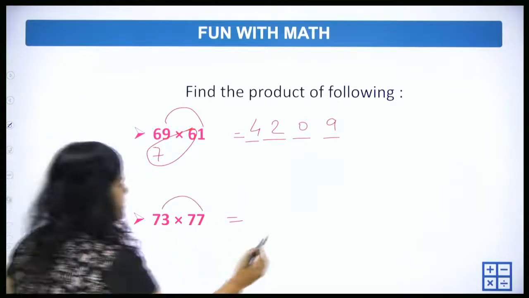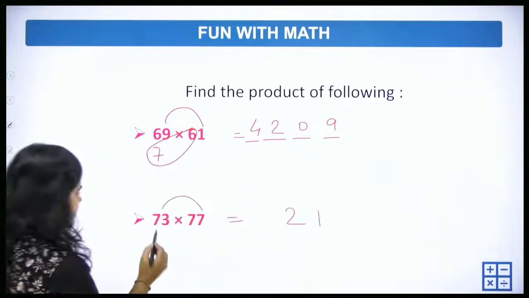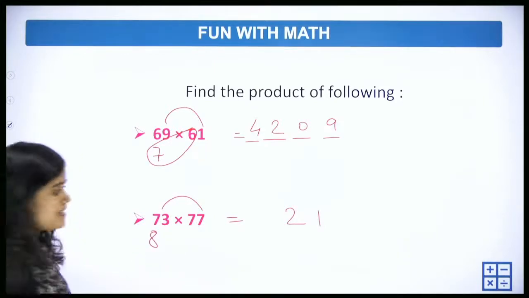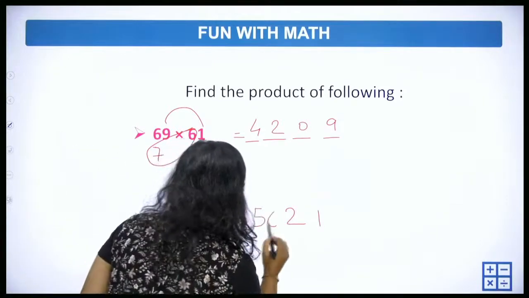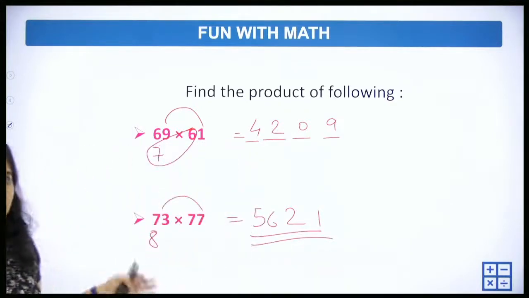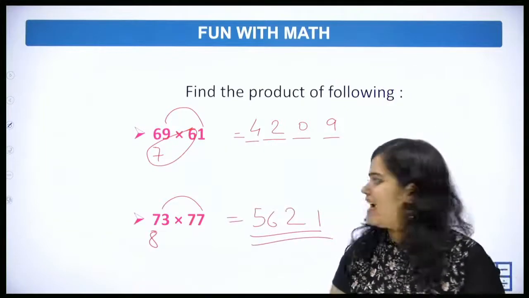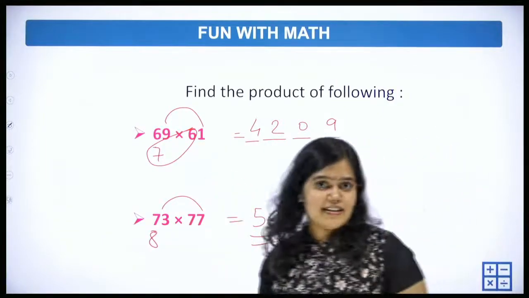7 into 3, 21. 7, so you have to take it as 8. 7 into 8 is 56. So 5621 is the multiplication product. Without doing all the calculations, I am getting the answer so easily. Let us solve one more question.